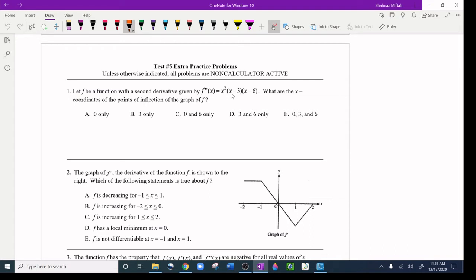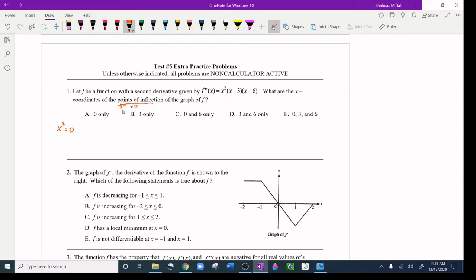x squared times (x minus 3) times (x minus 6). What are the x coordinates of the points of inflection of the graph of f? Point of inflection deals with double prime, we know that. So this is already double prime, so I'm going to make the double prime equal 0. So if I make this equal 0, I'm going to make each piece equal 0.